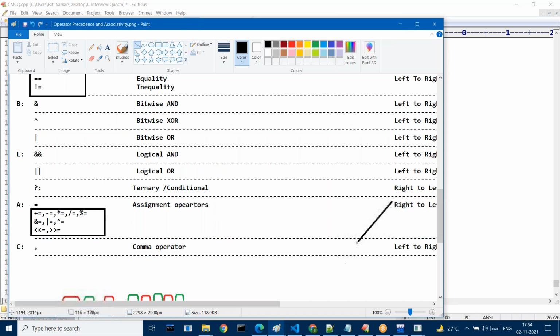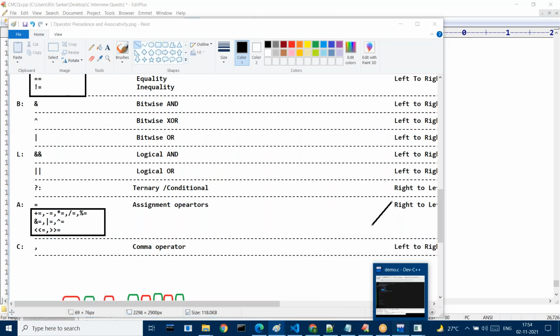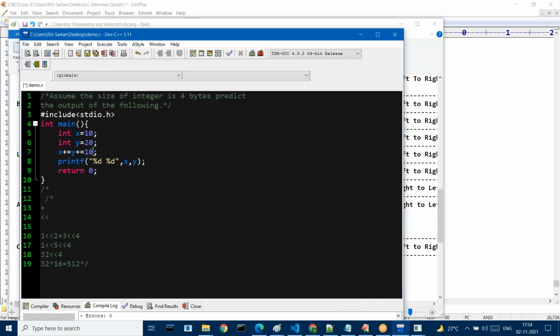That means first this part will work: y plus equal to 10. Y plus equal to 10 means y is equal to y plus 10. That means y value is 20, 20 plus 10, so y will become 30.